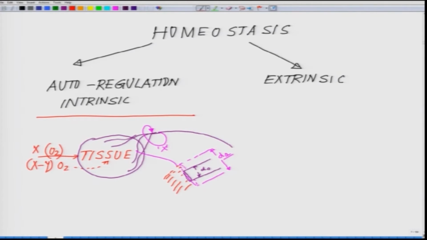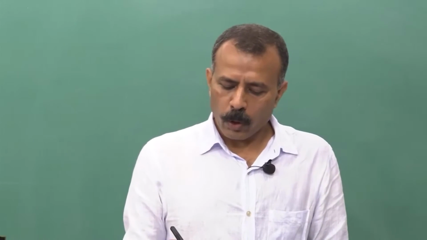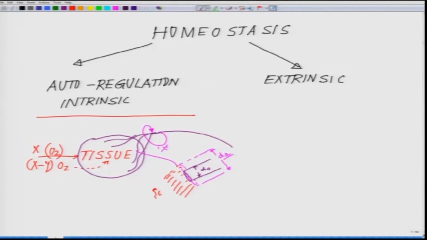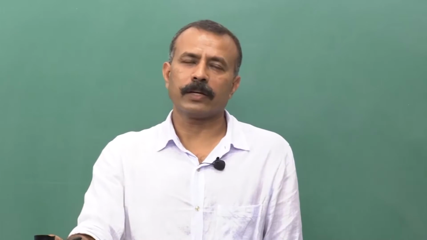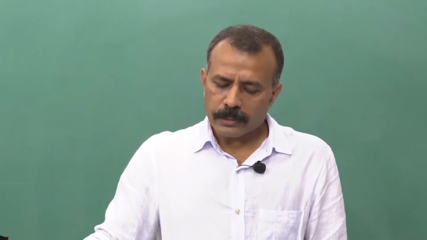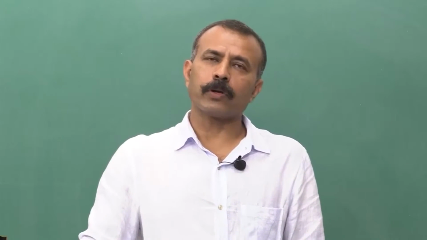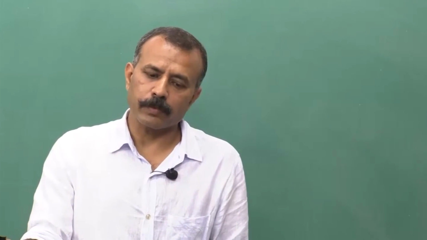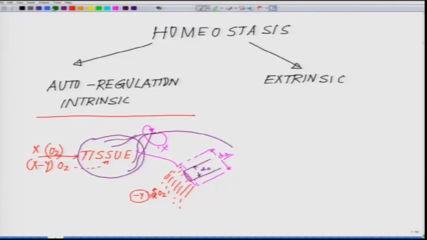Now, what will happen is the amount of blood which will be supplied to this tissue will be more, and this more blood supplied to the tissue will compensate for that minus Y amount of oxygen, the deficit amount. It will be compensated by this dilated vessel and the blood supplied through it. So, this is an example of autoregulation, or maintaining homeostasis.